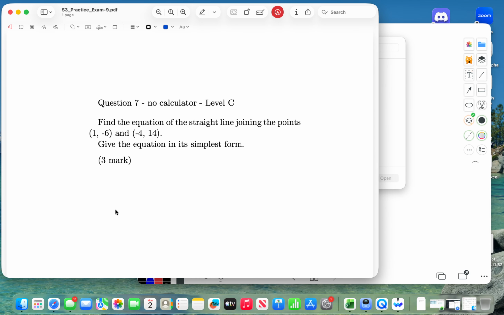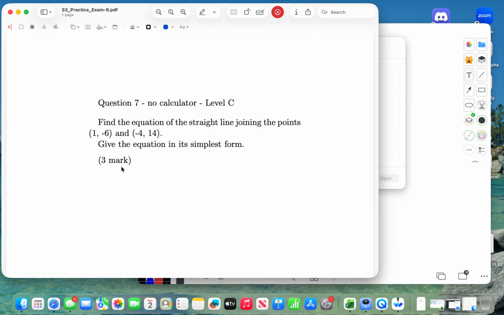We have another question, and it's about the equation of a straight line. We have to find the equation of a line given 2 points, and we want to give it in the simplest form. It's 3 marks, and there should be no need for a calculator. So pause the video if you want to, otherwise I will continue.